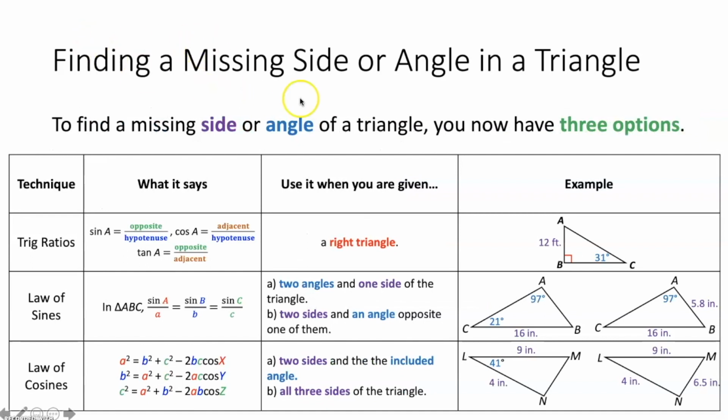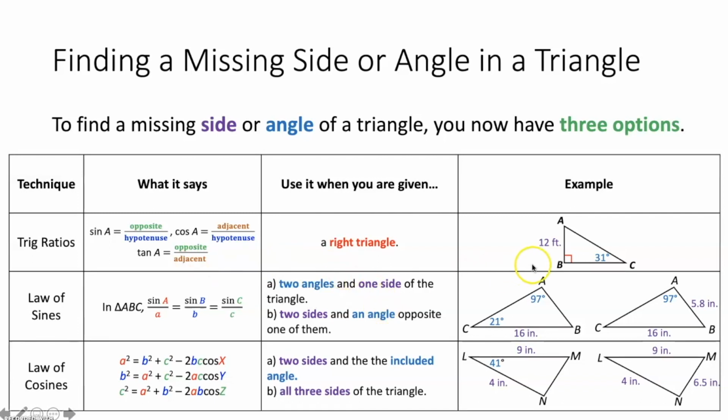Now let's talk about finding a missing side or angle in a triangle. So to find a missing side or angle in a triangle, you now have three options. And we talked about this earlier. If you are given a right triangle and you're trying to find a missing side or angle, just use your trig ratios. Sine of A is equal to opposite over hypotenuse. Cosine of A is equal to adjacent over hypotenuse. And tangent of A is equal to opposite over adjacent. Also, don't forget, if you're trying to find the missing side of a right triangle and you're given the other two sides, you can always use the Pythagorean theorem too.